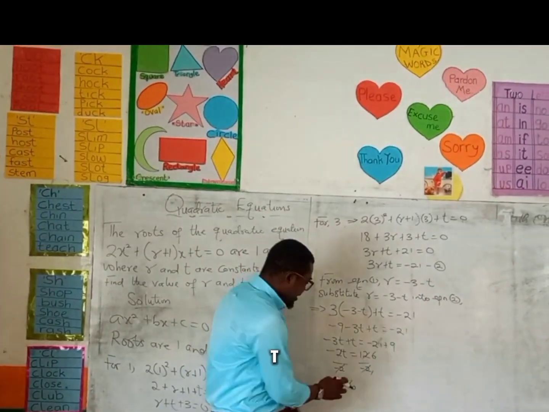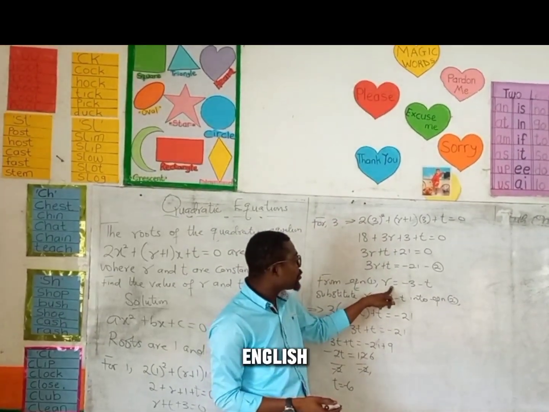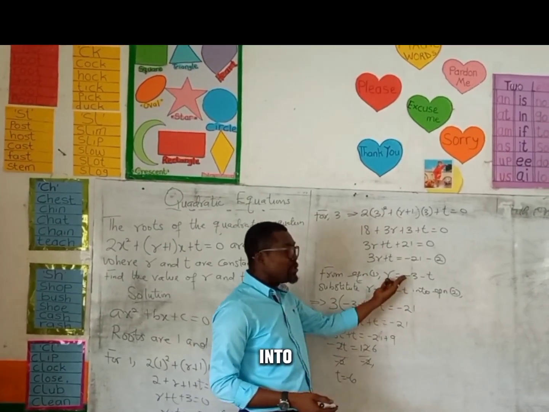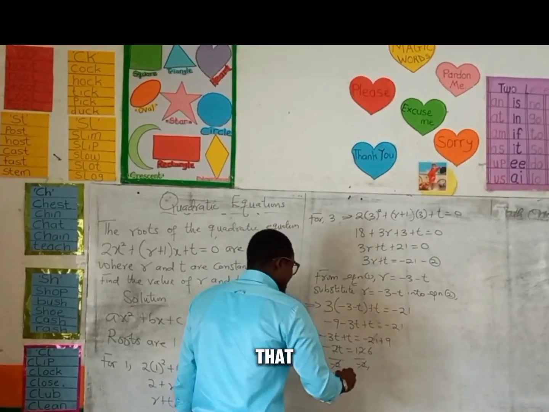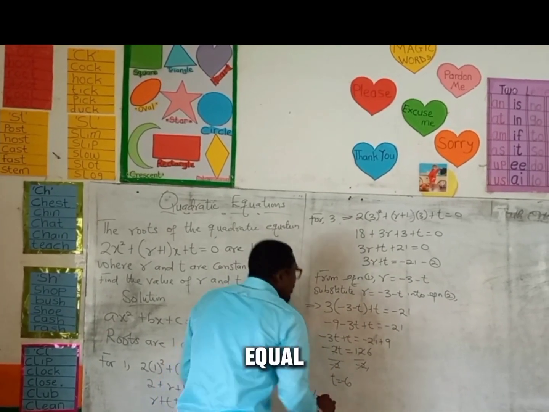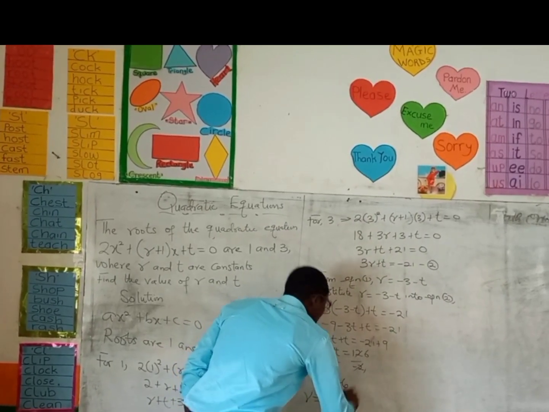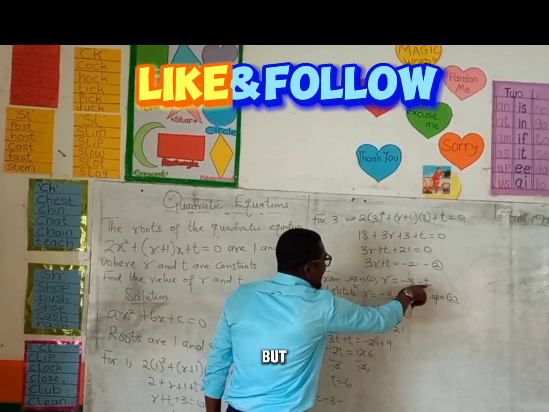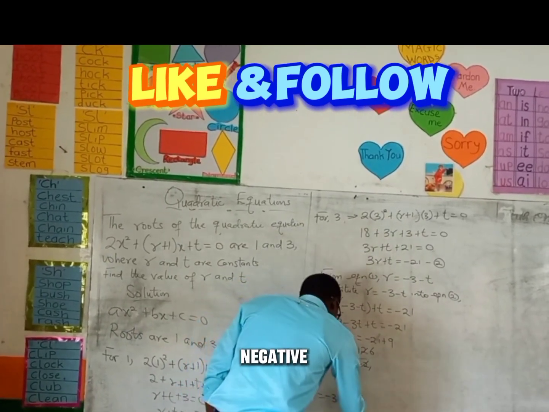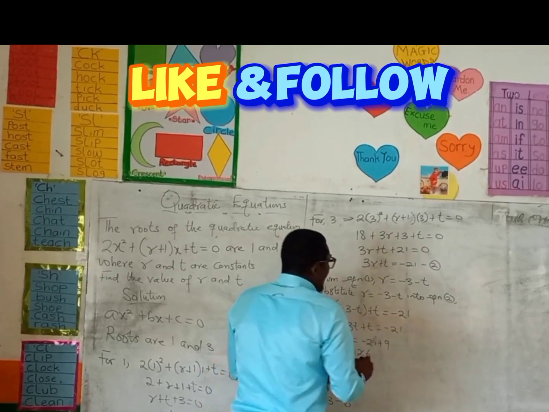Now, if that is my t, then if I want to find my r, fortunately I've made r the subject from equation 1 here. So all I have to do is to substitute the value of t into my r value here. So I would say that r is equal to -3 minus t, but my t in this case is -6. So that should give me -3 minus 6.